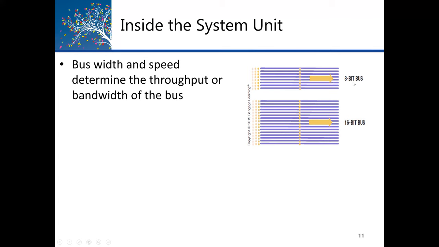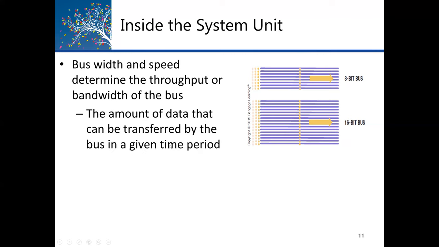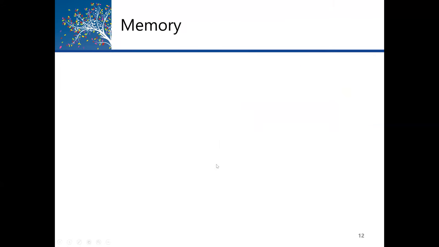We can see an example in a diagram. We have the 8-bit bus and the 16-bit bus. We can see that the 16-bit bus can transfer more data at one time than the 8-bit bus. So we say the bus width and speed determine the throughput or bandwidth of the bus. Also, the amount of data that can be transferred by the bus in a given time period depends on the bus width, that's the size.